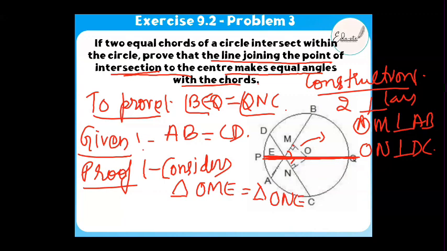Okay. Triangle OME and triangle ONE. We have to prove the congruency in triangle OME and ONE. Aliva, you're going to do it for me. How will you prove this? It's quite and very easy. Aliva, please tell. How will you prove the congruency here?